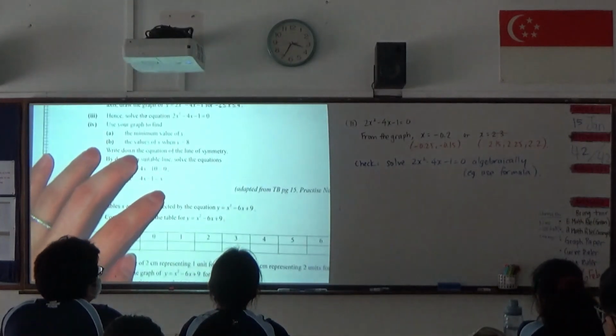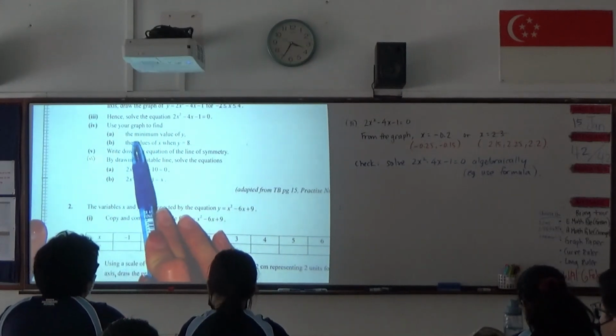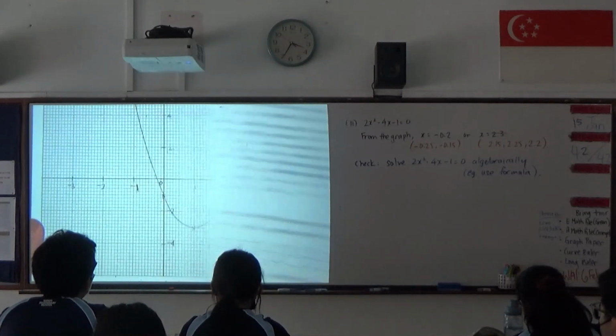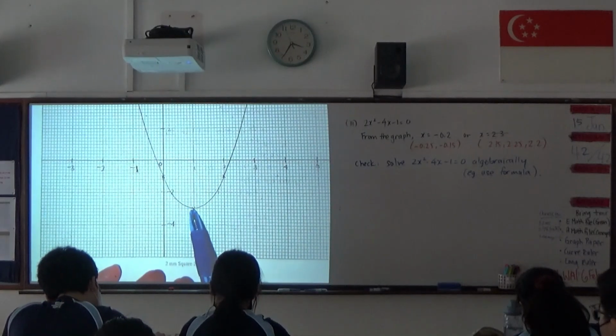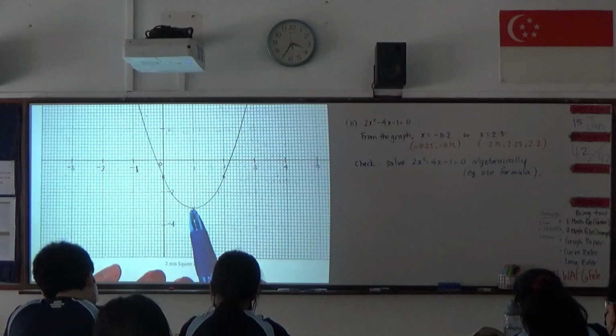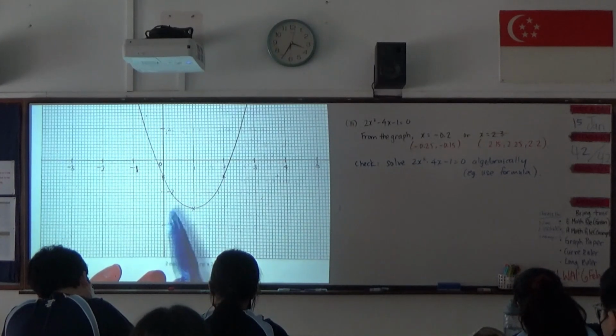The question wants us to find, using the graph again, the minimum value of y. So we're looking for the minimum point, and this is the minimum point. It is also called a turning point. In this case, it is very easy for us to read, and that will be negative 3.